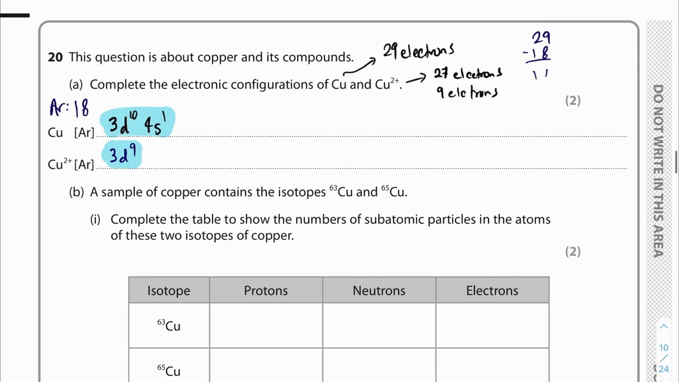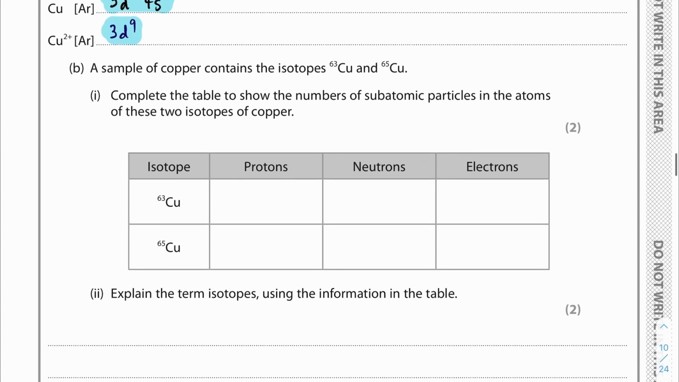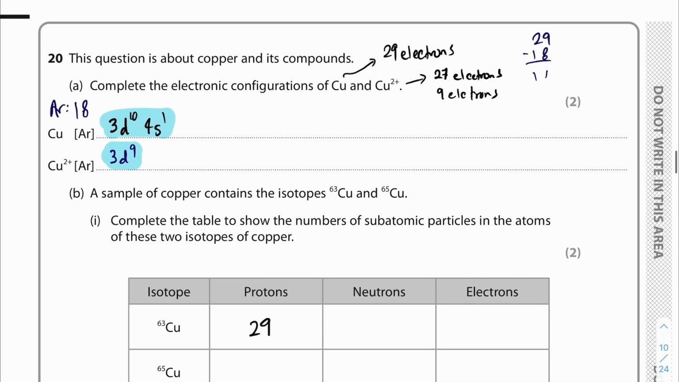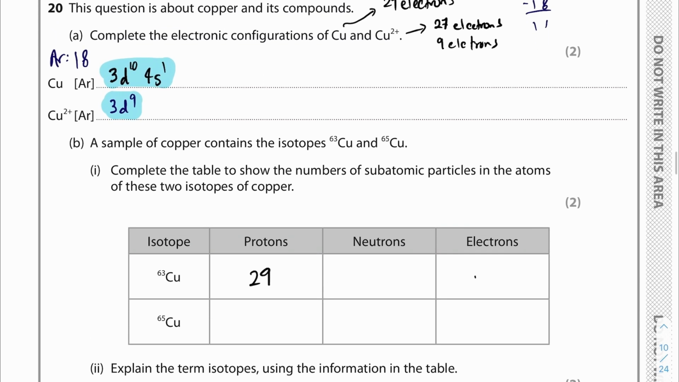Okay, now a sample of copper contains the isotopes 63 copper and 65 copper. Complete the table to show the numbers of subatomic particles in the atoms of these 2 isotopes of copper. So we already said, how many protons does it have? We said that it has 29, because it has 29 electrons, right? It's not an ion, so 29. And this should also have 29 protons and 29 electrons.